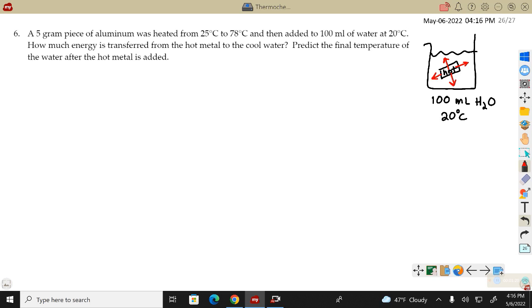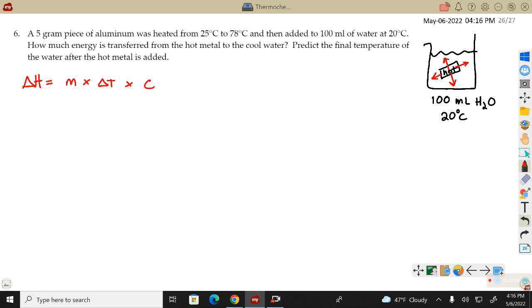So this kind of makes sense conceptually, right? If I put a hot piece of metal in some cold water, the temperature of the water would increase a little bit. So eventually we want to know, what would be the final temperature of the water? Will it go up a couple degrees? I don't know. So we're going to start with this first part. How much energy is transferred from the hot metal to the cold water? Well, for that, we need our equation. Delta H equals mass times temperature change times specific heat.